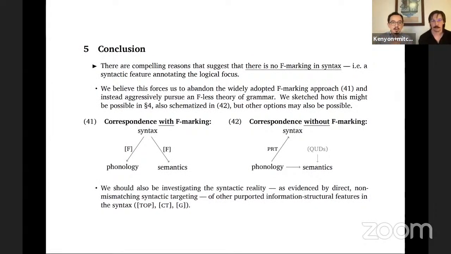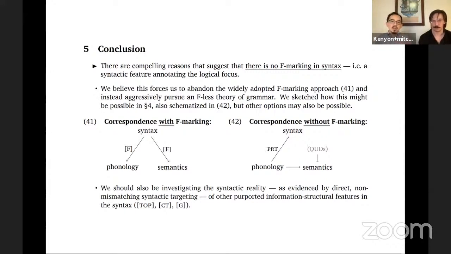So just to conclude, in this debate of sorts, we have presented these two positions, and I have conceded that I think there are compelling reasons to suggest that there may be no F marking in the syntax. In other words, there's no syntactic feature annotating the logical focus. But if we are convinced by that, which I now tend to be, it puts us in a very scary place. It forces us to abandon the widely adopted F marking approach, schematized in 41, and instead more aggressively pursue an F-less theory of grammar and nonetheless account for all of these observed correspondences.